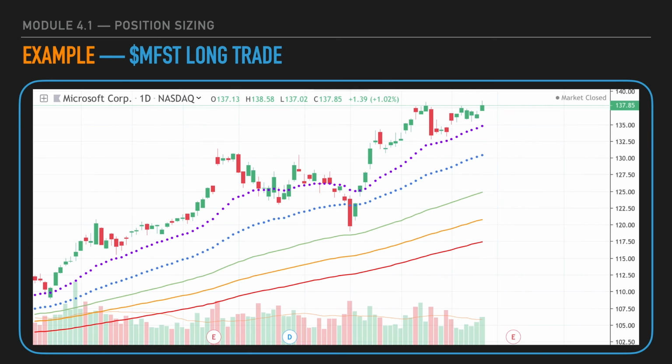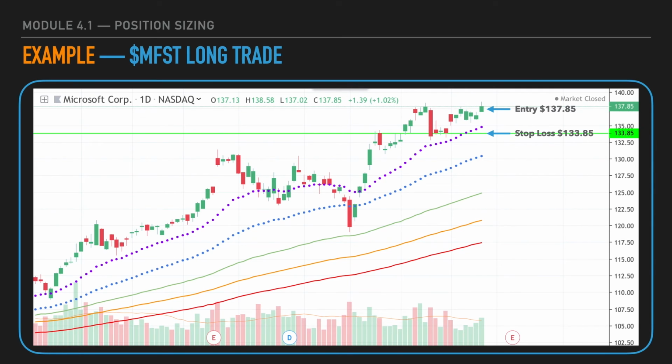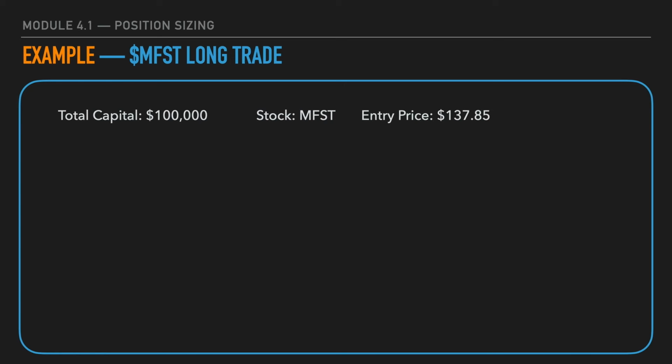Now, let's take a look at one example in real trading. So this is a daily chart of Microsoft. Let's say we enter the trade at $137.85, so that's our entry price. And then we set our stop loss at $133.85. Now let's take a look at the calculation. If our total capital is $100,000, how many shares should we buy for one trade?